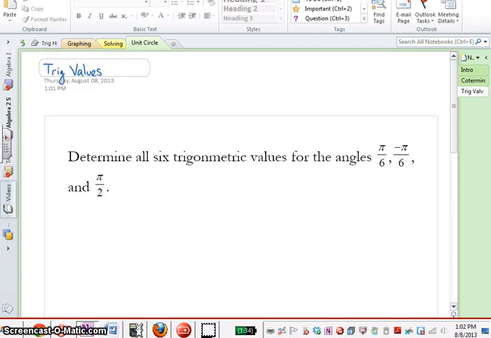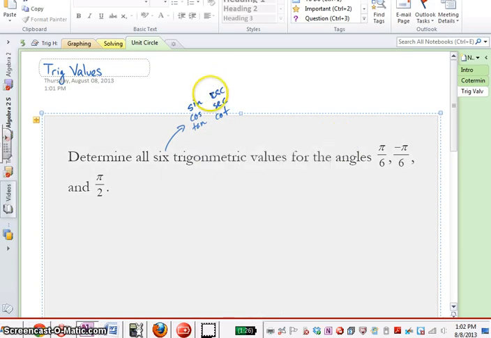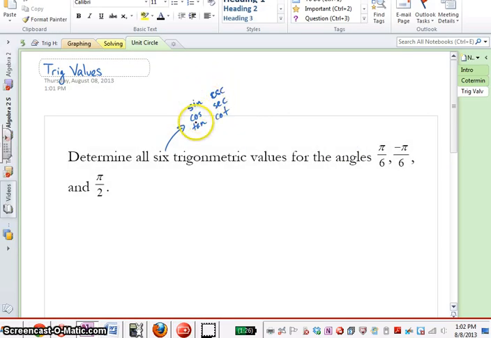Here we're asked to determine all 6 trigonometric values for different angles. So first thing, make sure we know that our 6 values we're looking for are sine, cosine, tangent, cosecant, secant, and cotangent. And I've lined them up in a way that I think is helpful for me, hopefully helpful for you as well, noting that sine and cosecant pair, cosine and secant pair, tangent and cotangent pair.